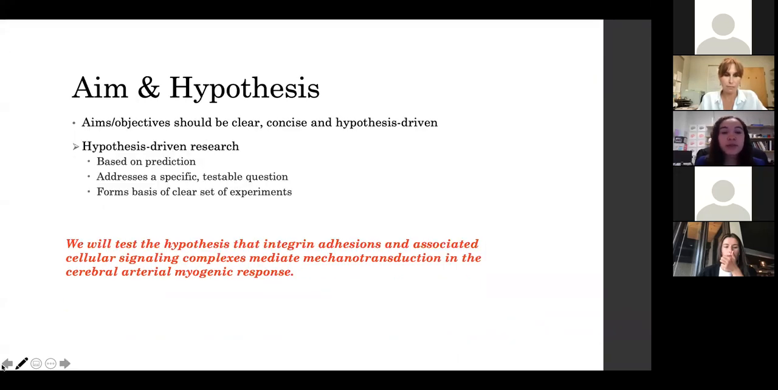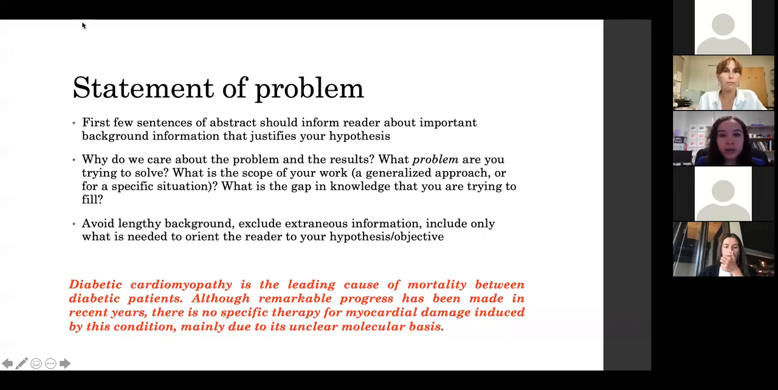In this statement of problem is where we're going to explain why we care about this problem and the results, what research problem or concern you are trying to solve with your research, and what is the scope of your work, if it is a more generalized approach or in a specific situation, and what is the gap in the knowledge that you are trying to fill. So the statement of problem will help the reader to clearly identify your motivation for this particular research.